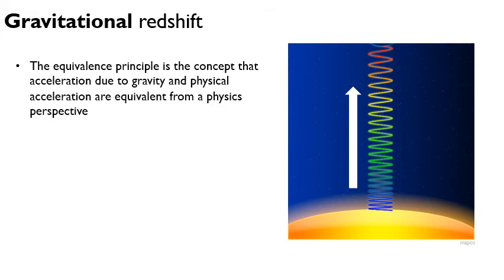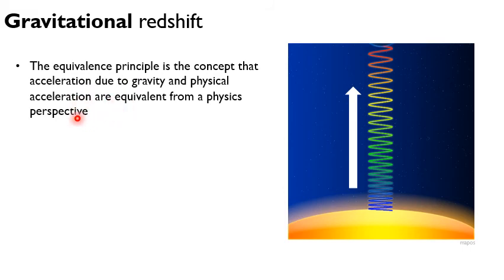And for completeness, there's another type of redshift that is not due to actual relative motion between us and the object. It's not due to space expanding. It's known as gravitational redshift, or surface gravitational redshift. This has to do with general relativity, which is quite complicated, so let's just talk about it in simple terms here. There's something known as the equivalence principle from Albert Einstein. This is the concept that acceleration due to gravity and physical acceleration are equivalent from a physics perspective.